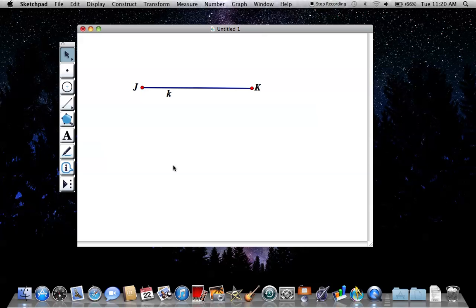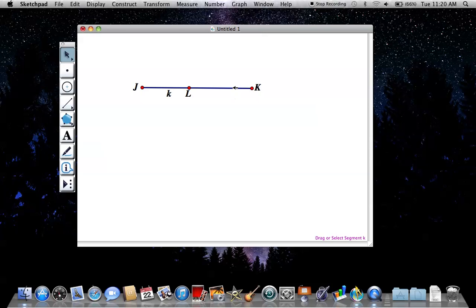A line segment is the two endpoints and all the points in between lined up in a row. You could also have points that are collinear on a line segment. So if I put this point on that line, point L would be collinear with JK. Even though it's a line segment, you can still have it be collinear.